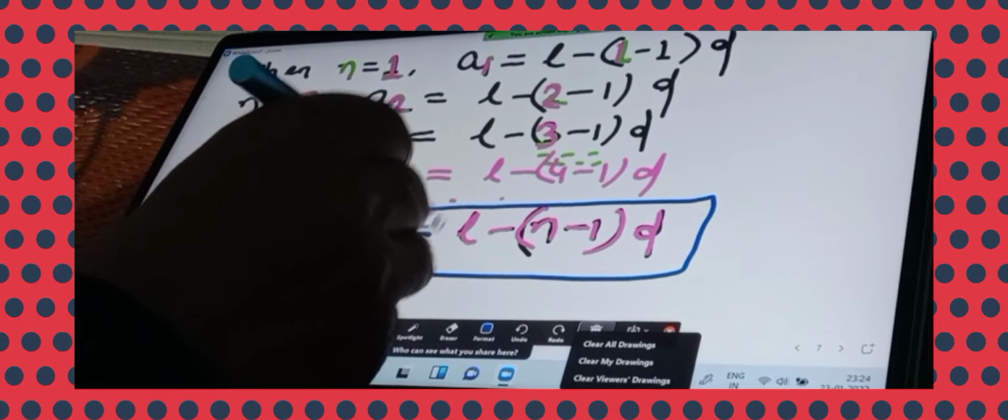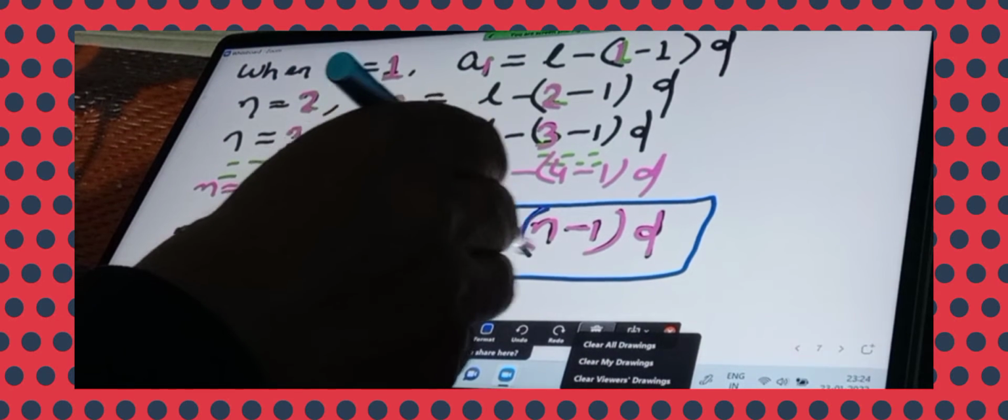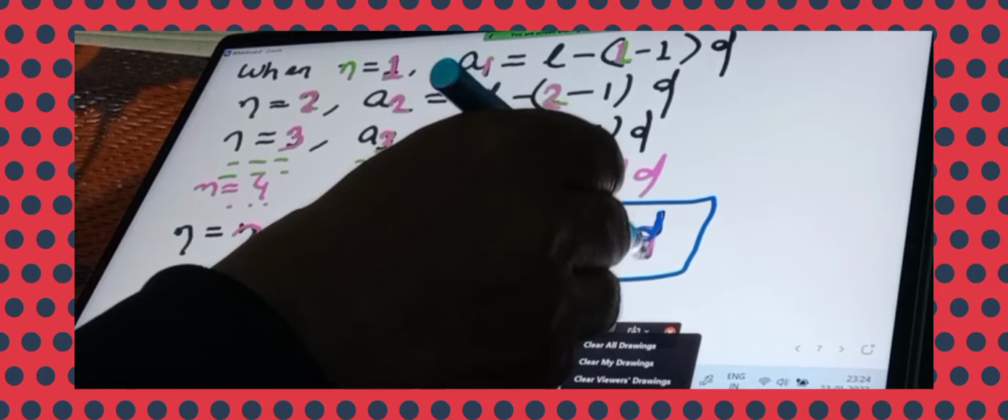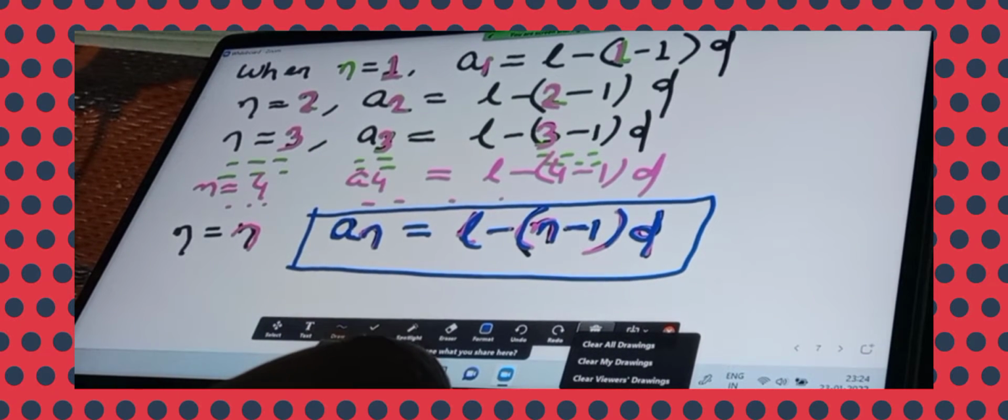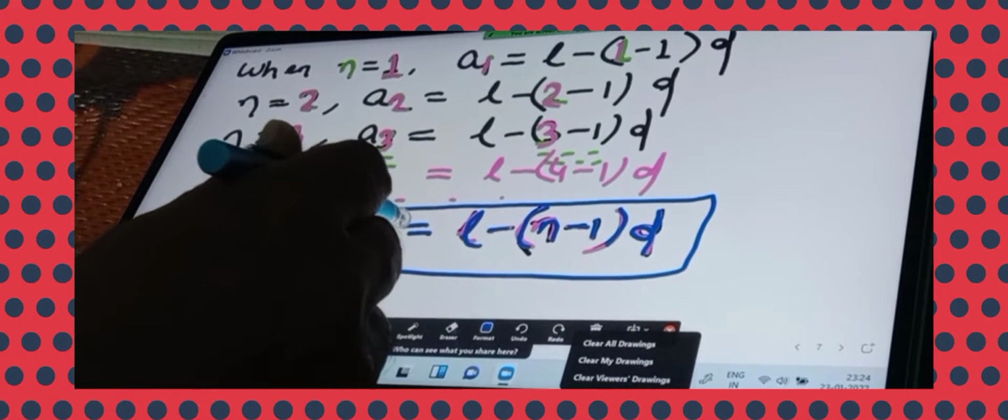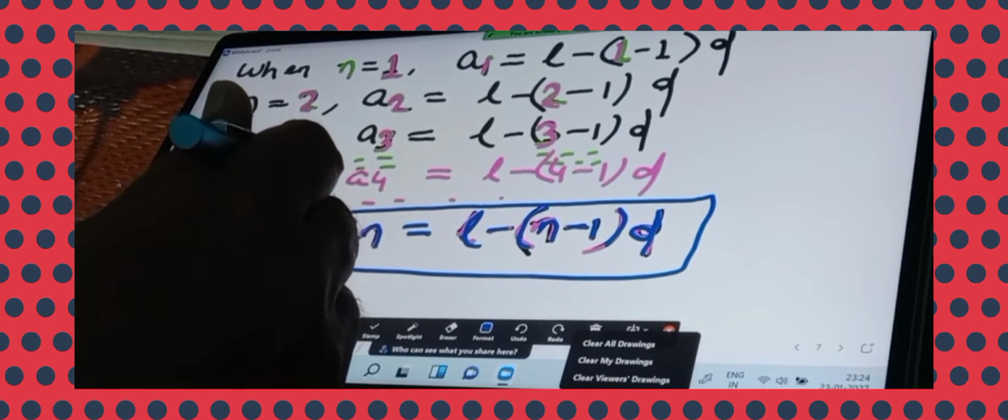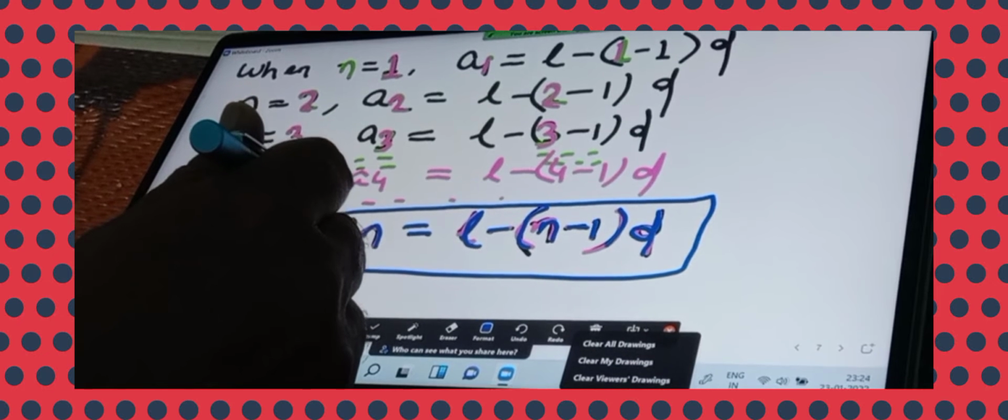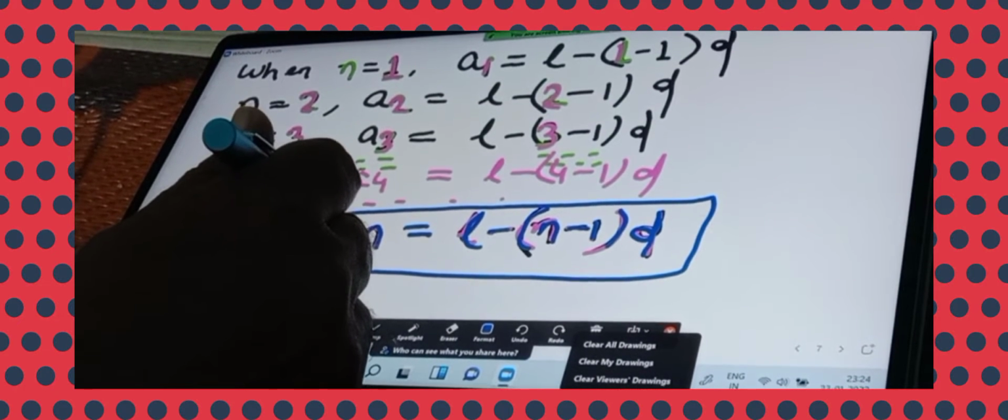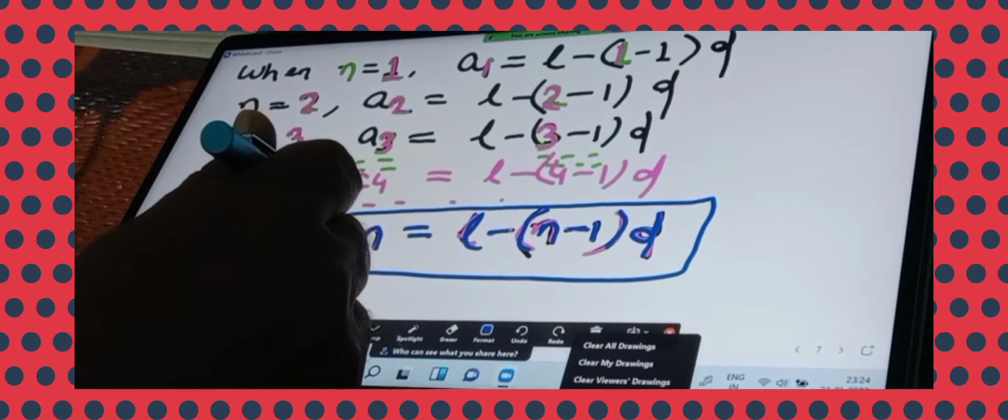The nth term of an AP from the ending toward the first term is An equals L minus n minus 1 into D. So is it clear, all of you? This is what we have to derive, and with the help of this we can find any term of an AP from the ending. This is the general formula, and with its help you can find any term of the AP from the ending.